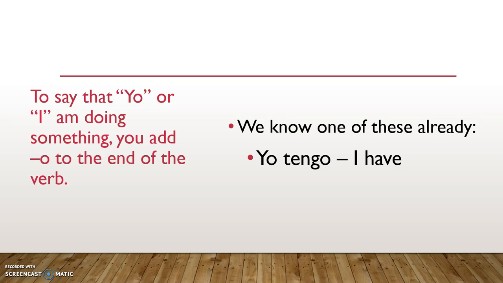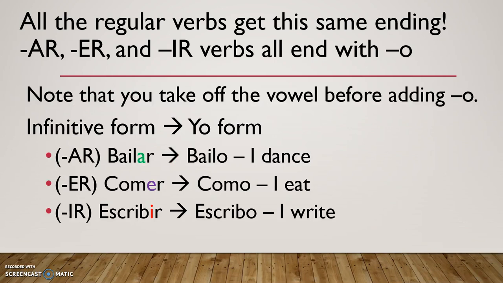To say that yo, or I, am doing something, you just add o to the end of the verb. We know one of these already. Yo tengo. I have. But we actually don't know a lot of regular verb examples. All the regular verbs, okay, so ones that aren't exceptions to the rule, get the same ending. AR verbs, ER verbs, and IR verbs all end with O. One thing you have to remember is that you take off the vowel, so you remove the A, E, or I before adding O. You can usually remember this because it makes it a lot easier to pronounce it.